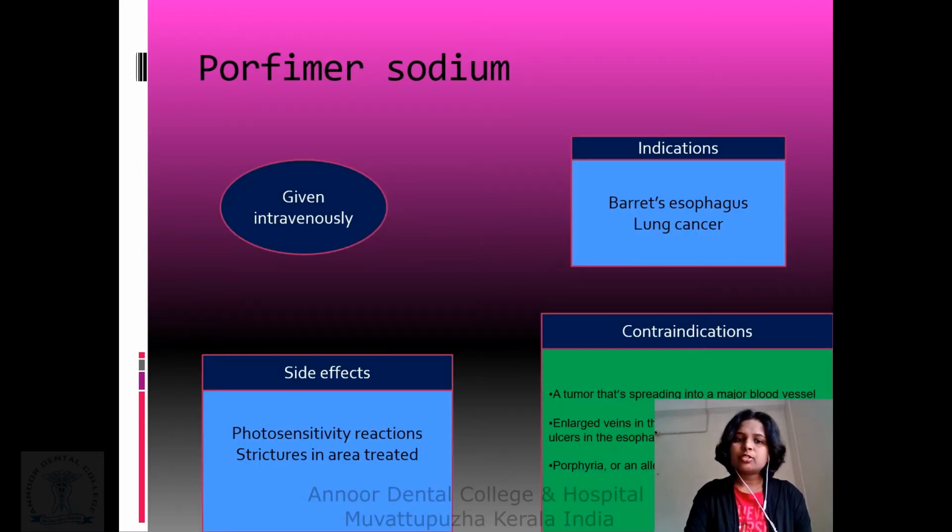Porfimer sodium is usually given intravenously, and it is indicated in esophageal and lung cancer. But there are certain side effects also: photosensitivity reactions occur, and strictures can occur in the area where it is treated. It is contraindicated where the tumor is invading blood vessels, as well as in porphyria.